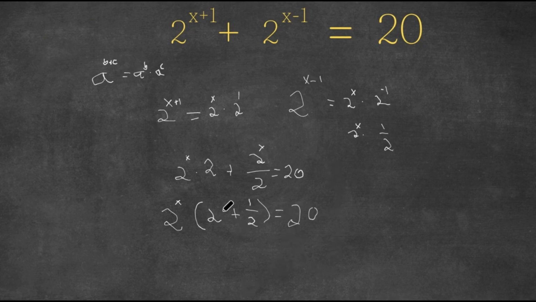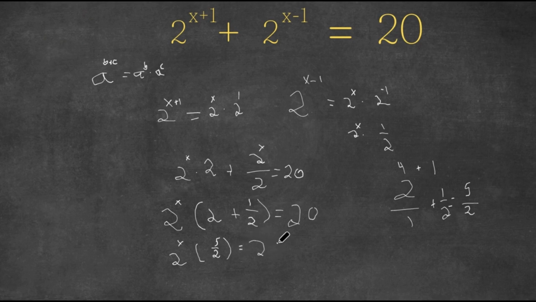All right, so now we're going to simplify the stuff in the parentheses a little bit. 2 plus 1/2. Let me write this right here: 2 over 1 plus 1/2. We multiply our denominators, so we get 2 as our denominator. Then we do cross multiplication. 2 times 2 is 4, plus 1 times 1 is 1. So we have 4 plus 1, which is 5. And this is really simple. So this gets us 2 to the power of x times 5 over 2 is equal to 20.